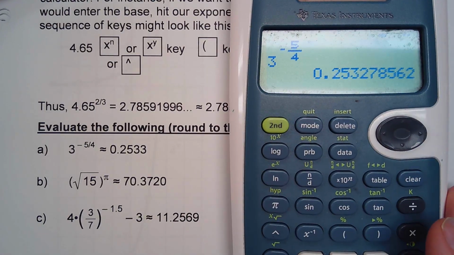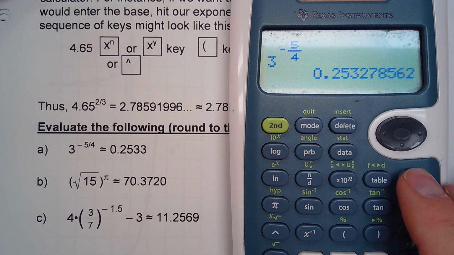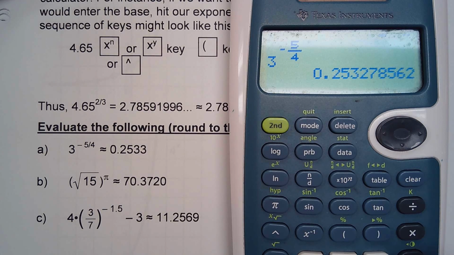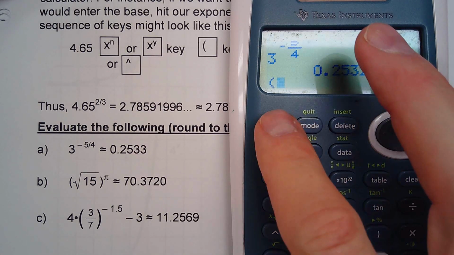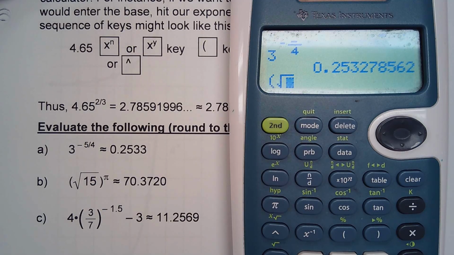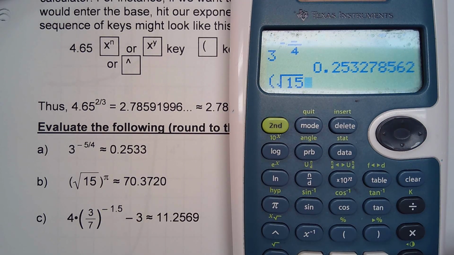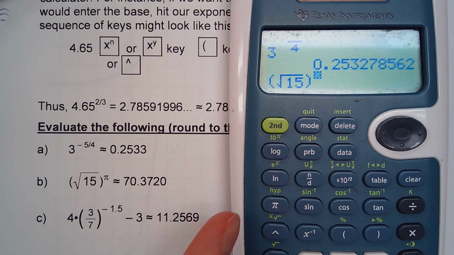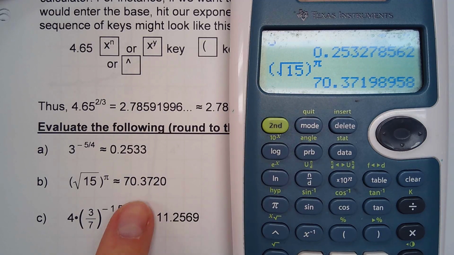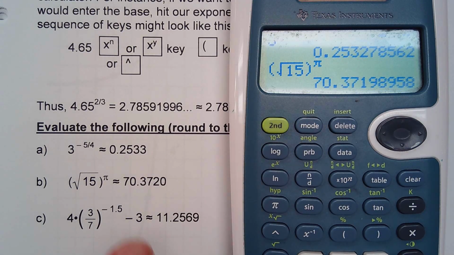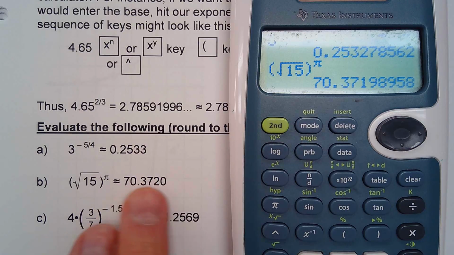Let's see if we can do this next one. So I'm going to do parentheses. Second square key gives me the square root. I'm going to type 15. Make sure you hit your right arrow key to get out of there. Then close the parentheses, caret key, and then I'm going to hit my pi key. Hit enter. Again, rounding off to 4 decimal places, this is what you get.